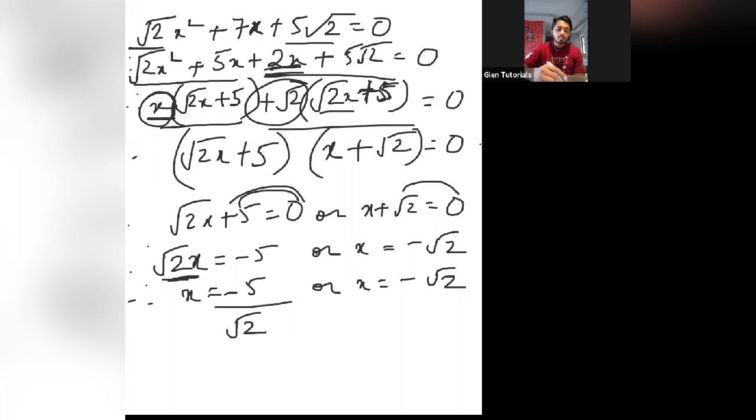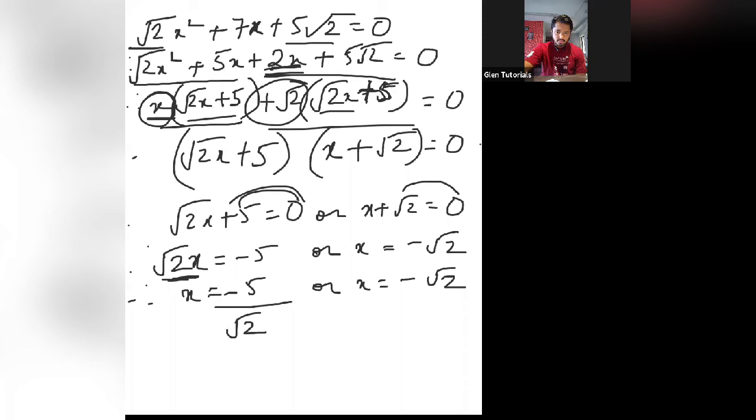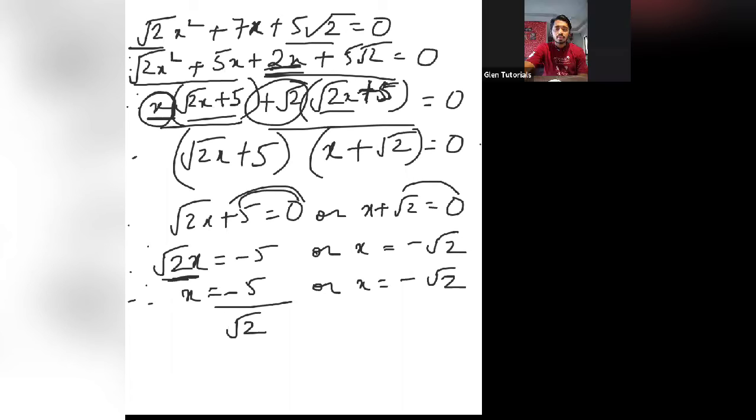Okay, common is what? Root 2x plus 5. Uncommon is x plus root 2 that I wrote on the right. So root 2x plus 5 equals 0 and x plus root 2 equals 0. Understood? Yes, sir. Anyone has any other doubts? Please raise your hand. Again, Anil. Yes, Anil, tell me. Sir, cleared. Okay. Anyone else has any doubt? Please raise your hand. Okay, so that means you all understood.